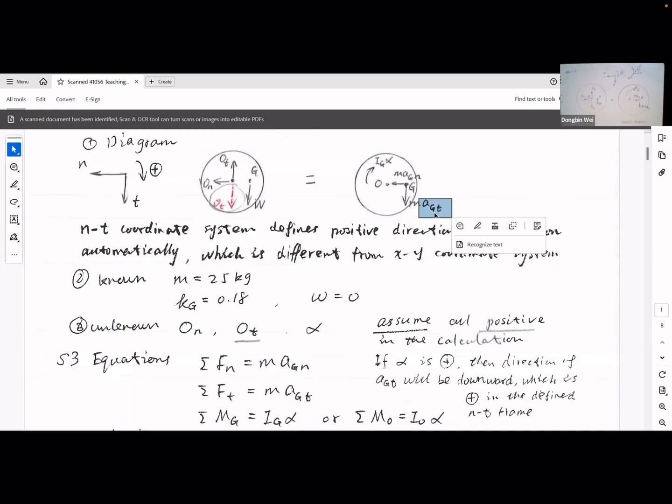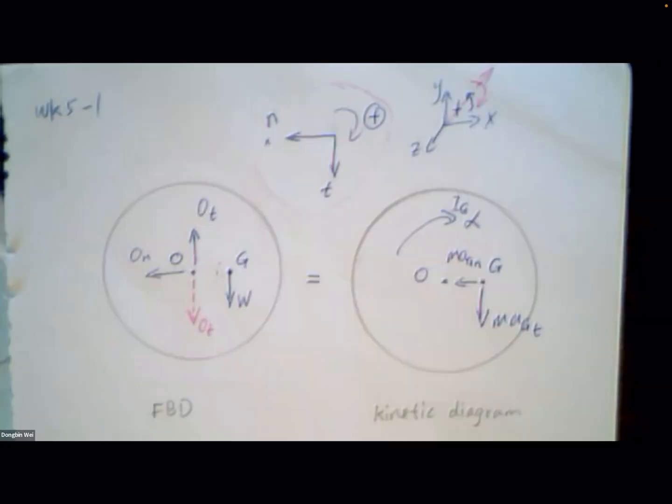So this means alpha and AGT, these two are not independent, and they depend on each other. Any questions? If no questions, let me move to the second example problem.